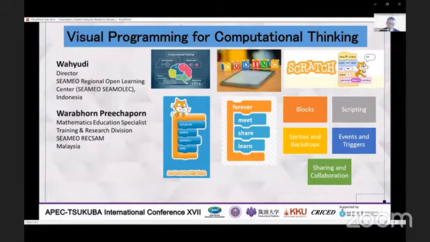Last but not least, sharing and collaboration. Scratch projects can be shared online, allowing users to explore, remix, and even learn from each other. So this is basically the Scratch environment we use for our visual programming.